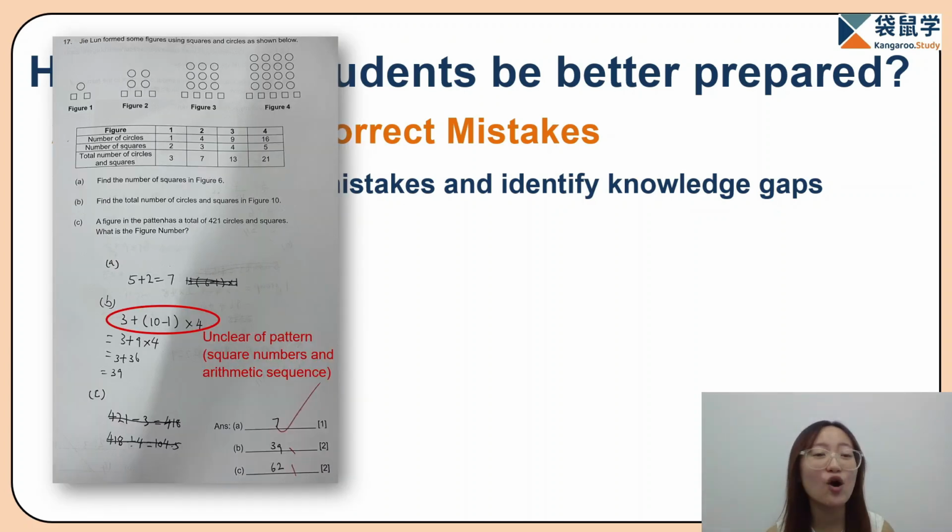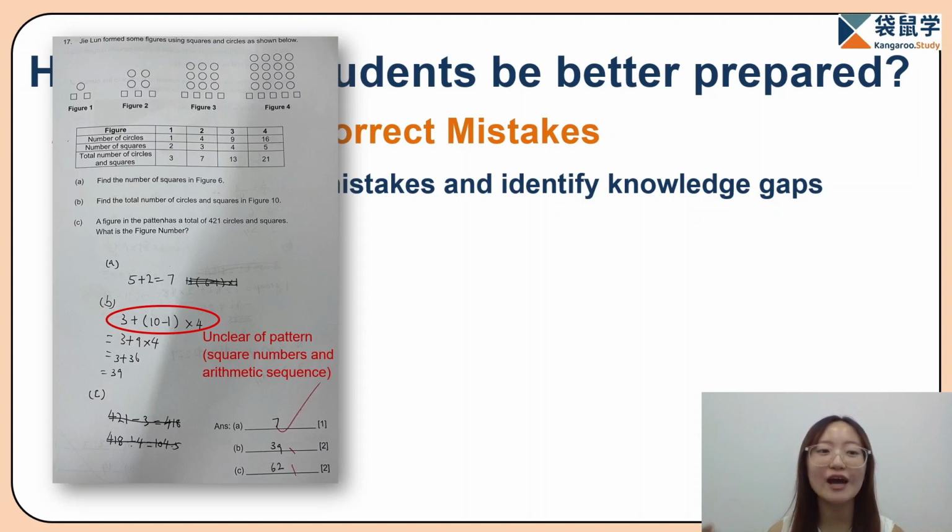So in the example over here of a pattern question, this student managed to get part A correct, but part B and C were answered incorrectly. So this was due to the student being unclear of the pattern. If we take a look at the number of circles, we can see that they are actually square numbers. 1 times 1, 2 times 2, 3 times 3, and so on.